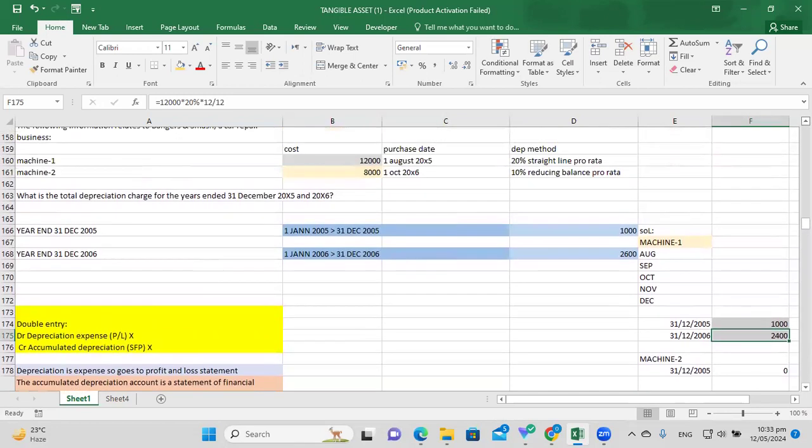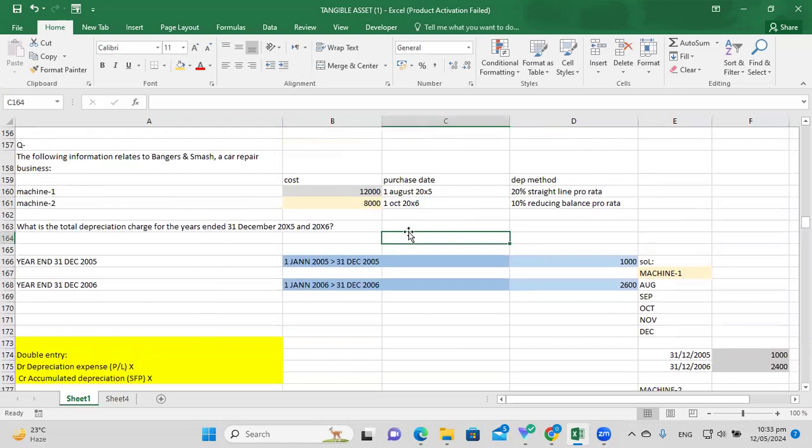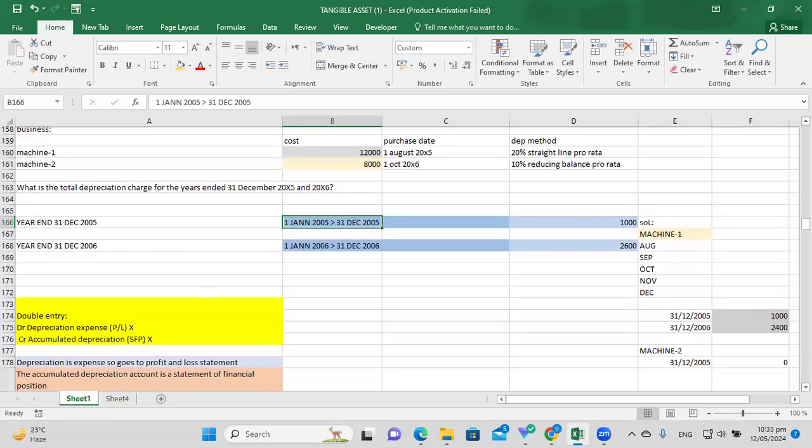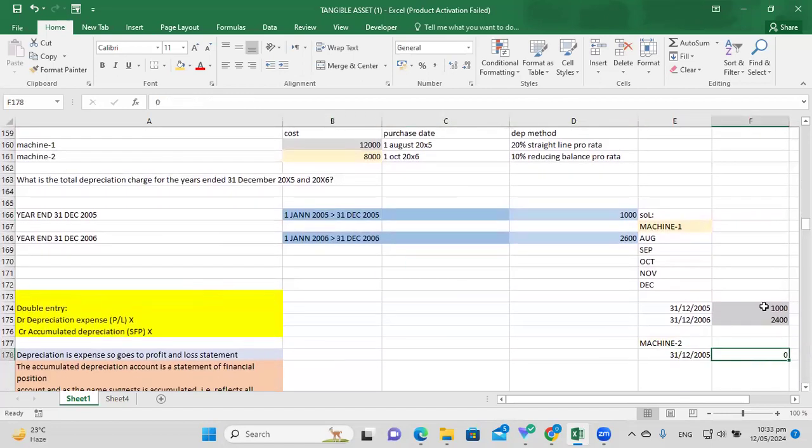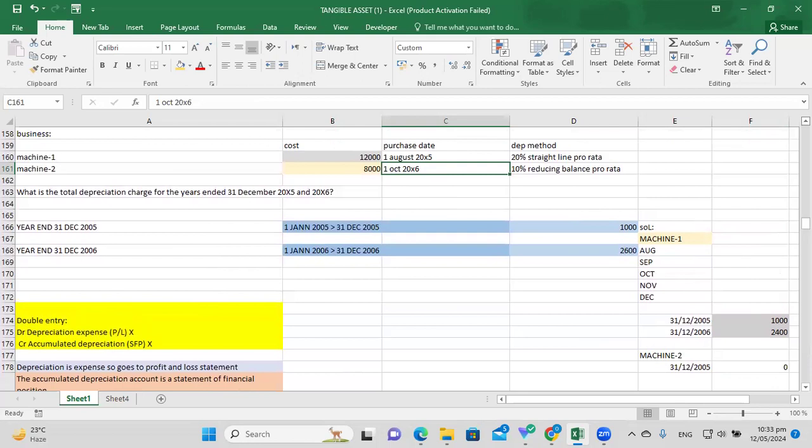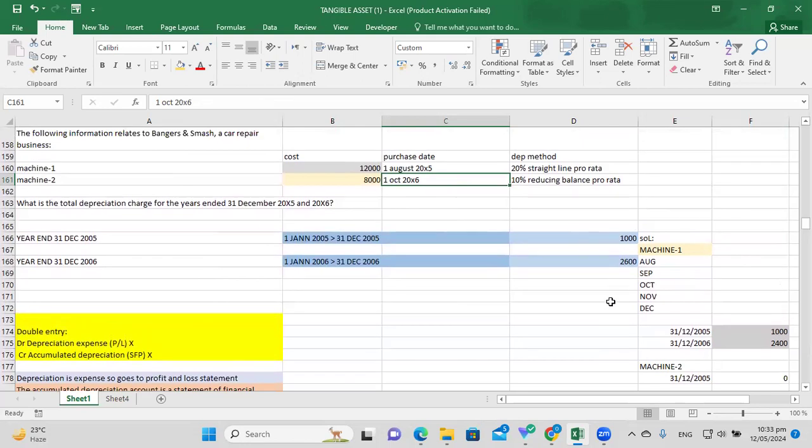So now for machine two, the cost was 8,000. And when did we purchase the machine? We purchased the machine on 1st October 2006. So what does that mean? That means that we did not even have a machine in 2005. So our depreciation in 2005 will obviously be zero, because we purchased the machine in 2006 itself, on 1 October 2006. So for machine two, the first year, the depreciation in 2005 is zero because we did not even have a machine.